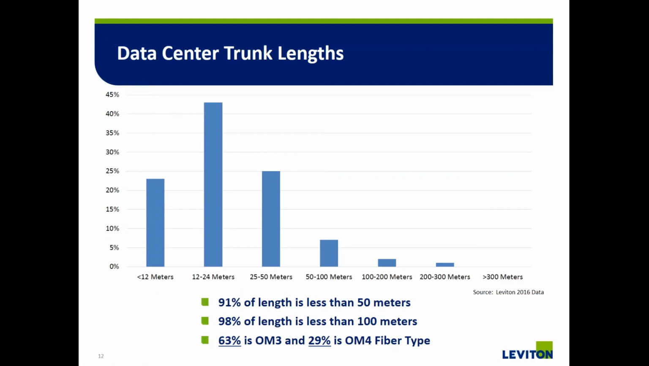So this slide shows the percentage of trunk lengths that Leviton shipped in 2016. As you can see, 91% of the trunk length is less than 50 meters, 98% is less than 100 meters. These length percentages in the 90% are reflective of what we see from other manufacturers as well. It's not a coincidence that the majority of these fiber trunk lengths are less than 100 meters, which supports IEEE standards for multi-mode high-speed channel insertion loss.